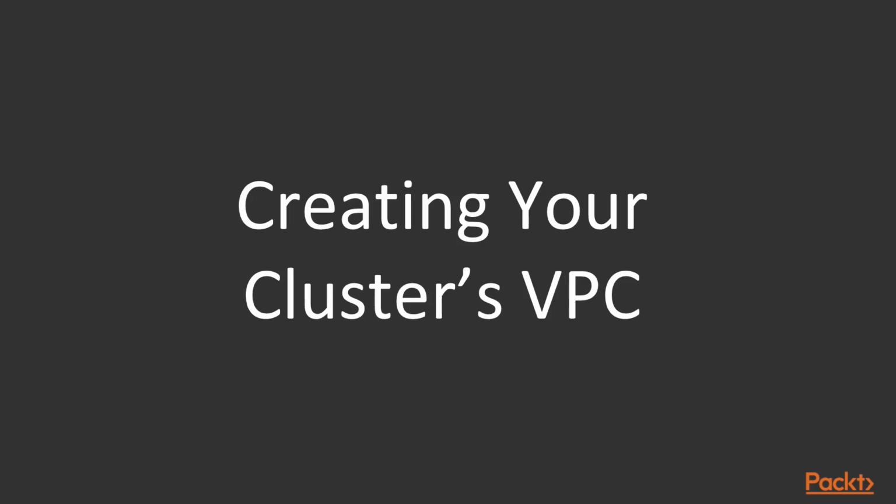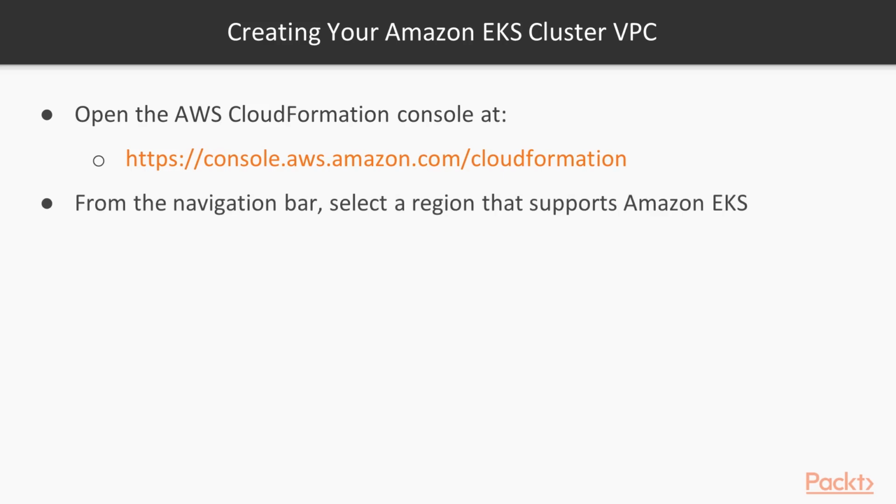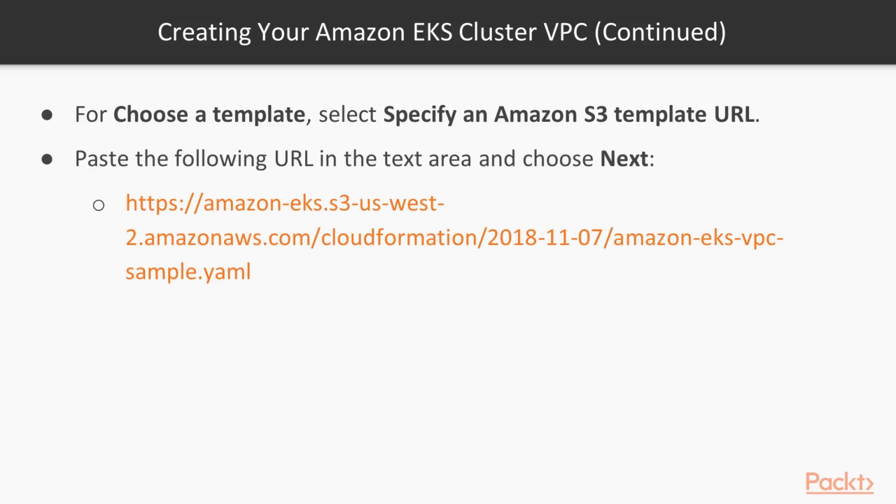Creating your cluster's VPC. Open the AWS CloudFormation console at the following address, and then from the navigation bar, select a region that supports Amazon EKS. Then choose Create Stack. For Choose a Template, select Specify an Amazon S3 template URL, and paste the following URL into the text area and choose Next. This is a configuration for an AWS VPC that AWS will create for you.